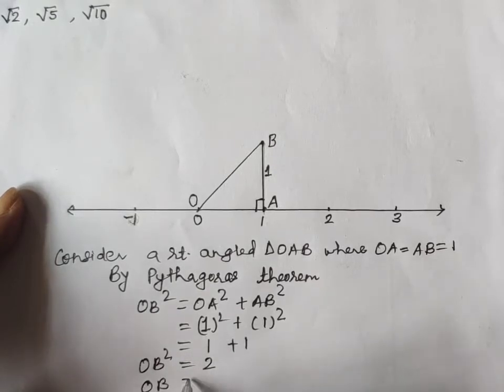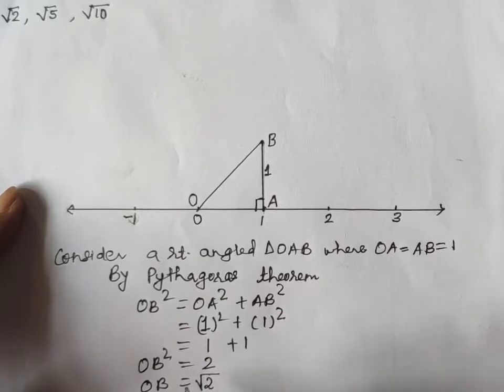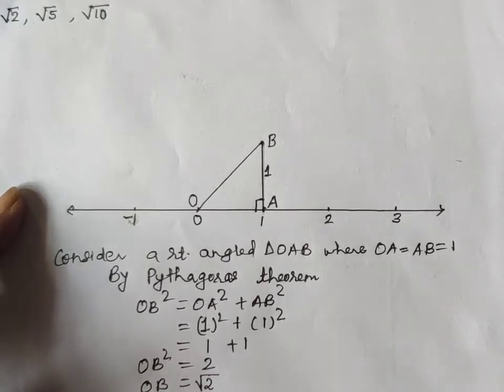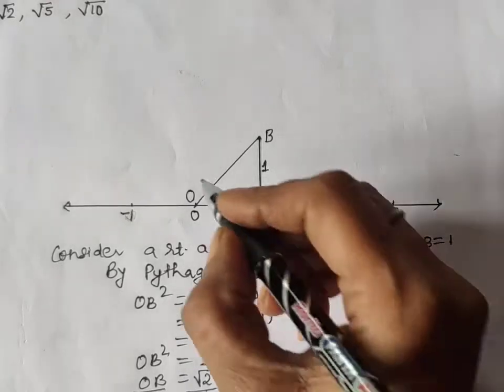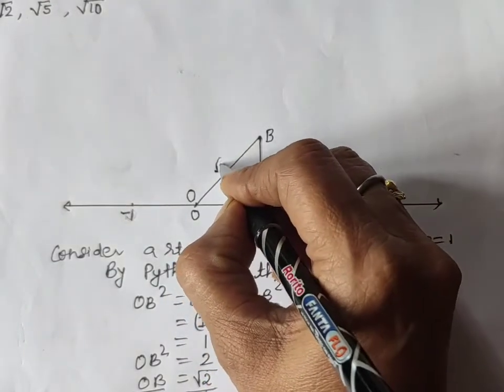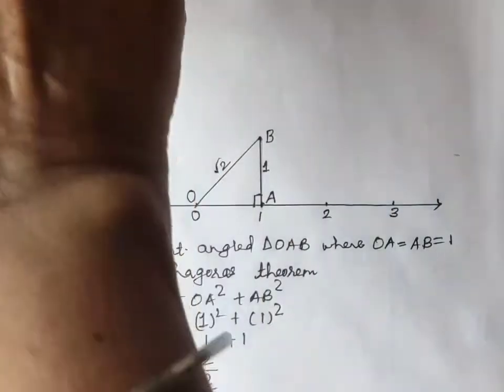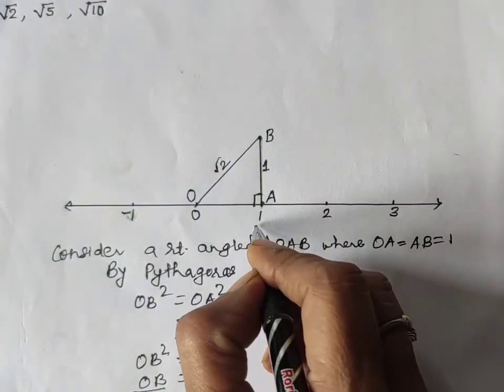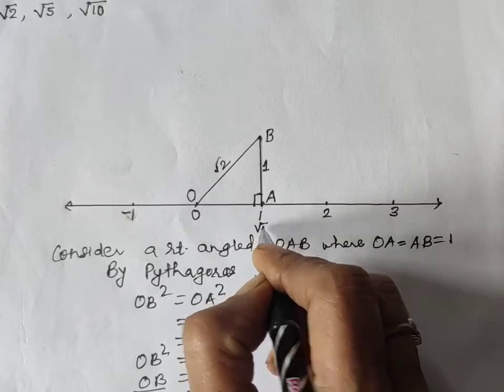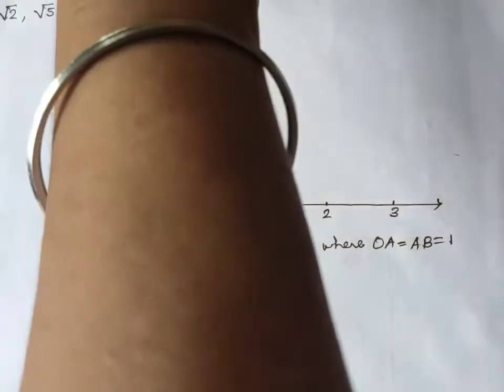So OB is equal to what? We take the square root now. So the value of OB is root 2. So this is your OB, this is root 2. Now as this is 1, you can write it as root 1. Root 1 and 1 are both the same.